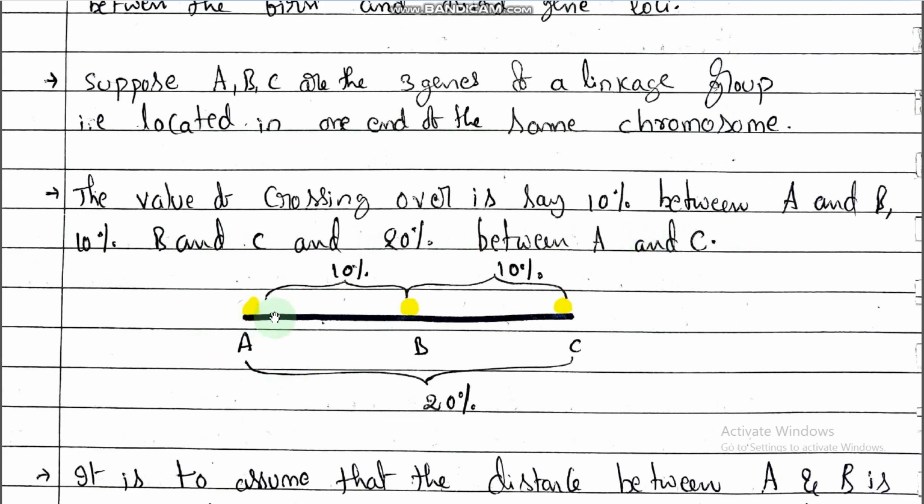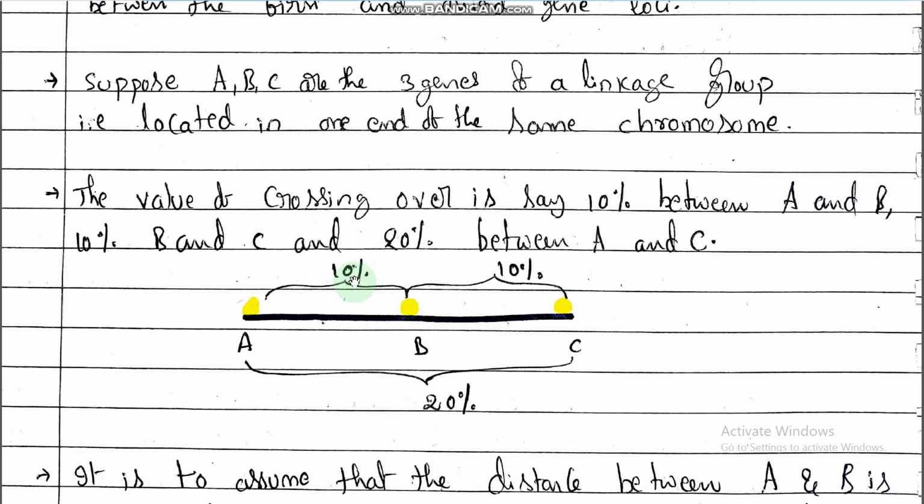Right, here there is A, B, C. Three genes are presented, linkage groups are presented in the same chromosome. So these are the linked genes. The value of crossing over is 10% between A and B.